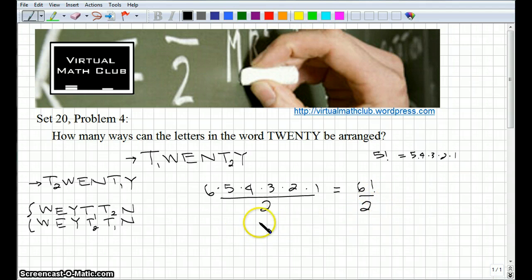So let's figure out what that is. We can just cancel the 2 here, and then we have 30 times 12, which is 360. And that's the answer.